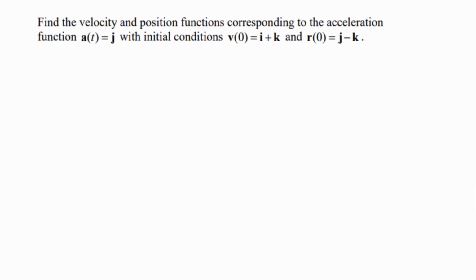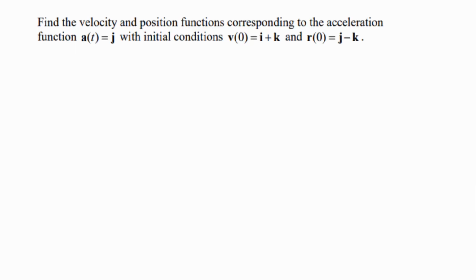Okay, it says find the velocity and position functions corresponding to the acceleration function a of t equals j with initial conditions v of 0 equals i plus k and r of 0 equals j minus k. So this is like a light version of the problem I did the other day by deriving the projectile formula.